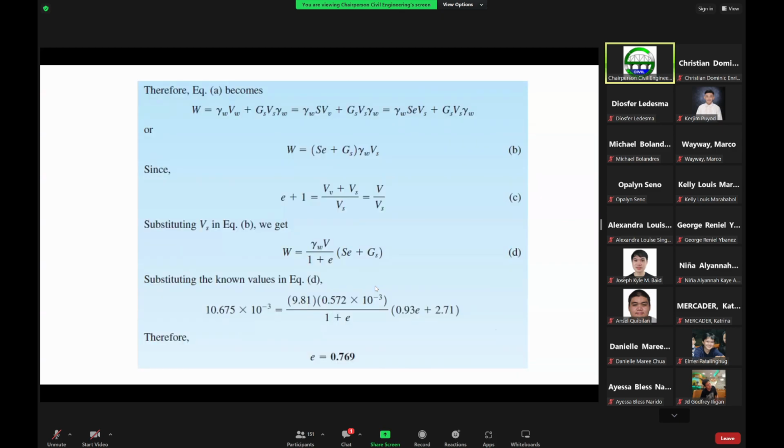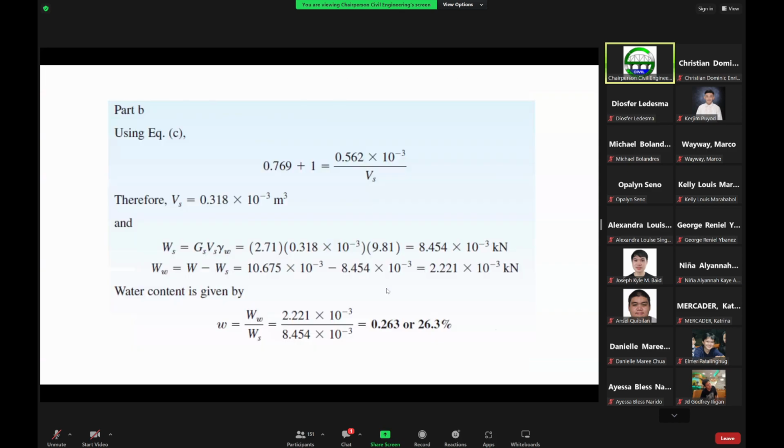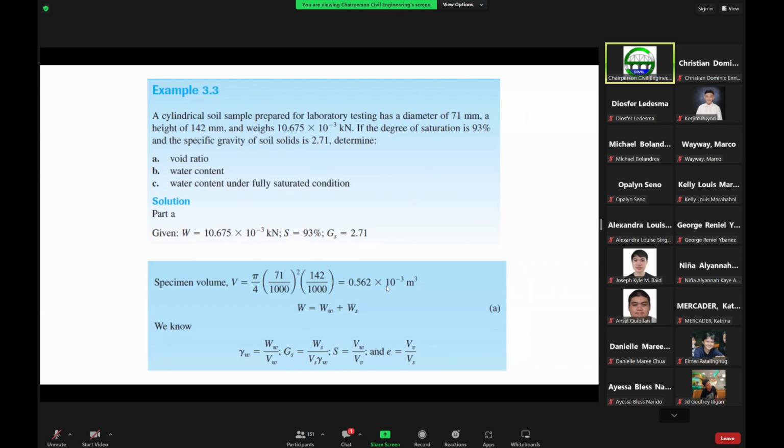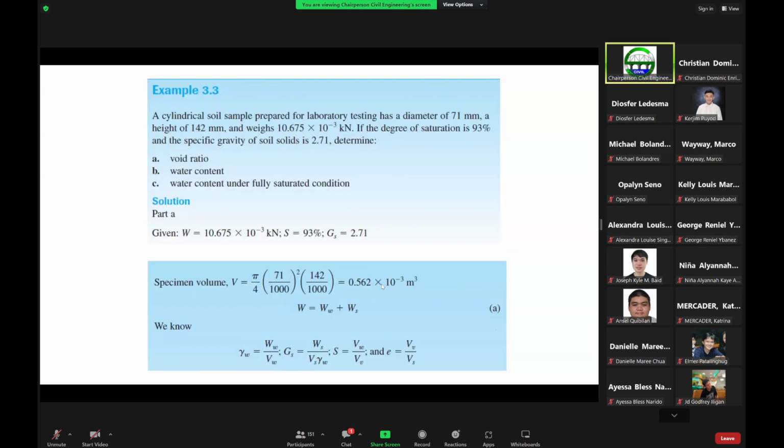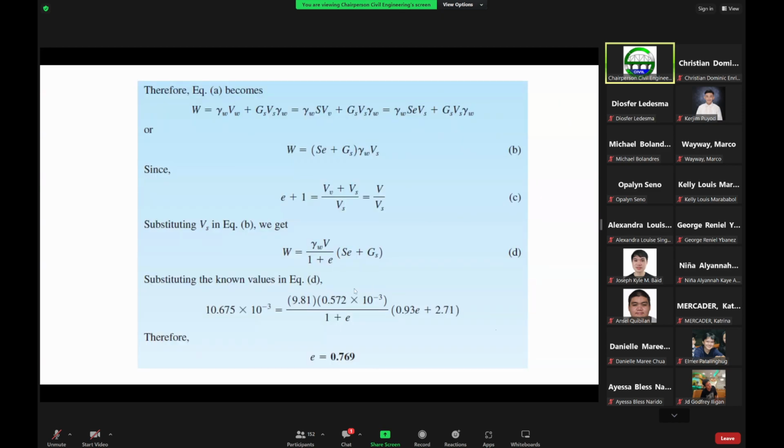Oh, sorry. 0.572. That's the volume. Sorry, I think there must be something wrong here. Anyway, that's the volume of the soil.